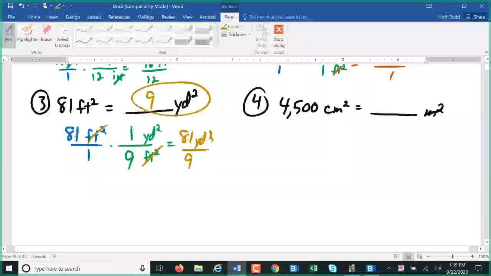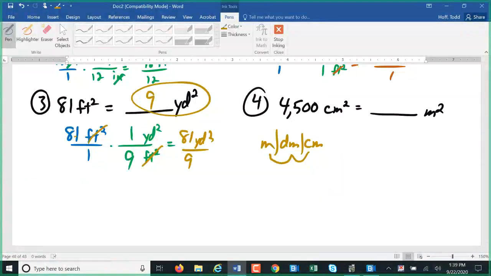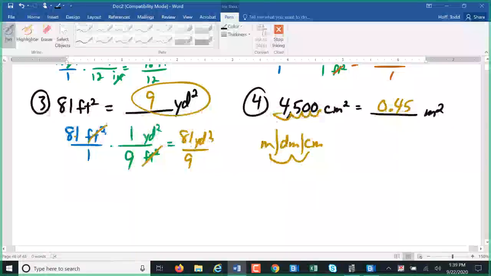For the metric conversions, remember each spot on the chart is multiplying or dividing by 10 for lengths. When we go to areas, each spot on the chart is multiplying or dividing by 100. So for areas, each spot on the chart is 2 decimal places. So on the chart, centimeters to meters is 2 spots to the left. Since it's centimeters squared to meters squared, those 2 spots become 4 spots, 4 decimal places. So decimal point starts there, we go 1, 2, 3, 4. That's 0.45 meters squared. Any questions on those?